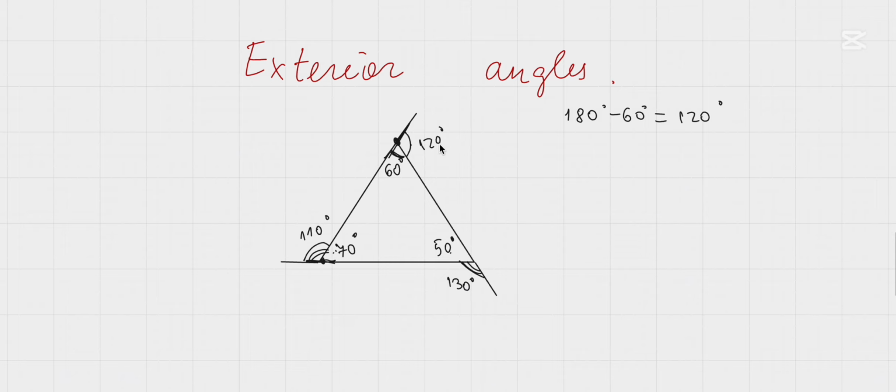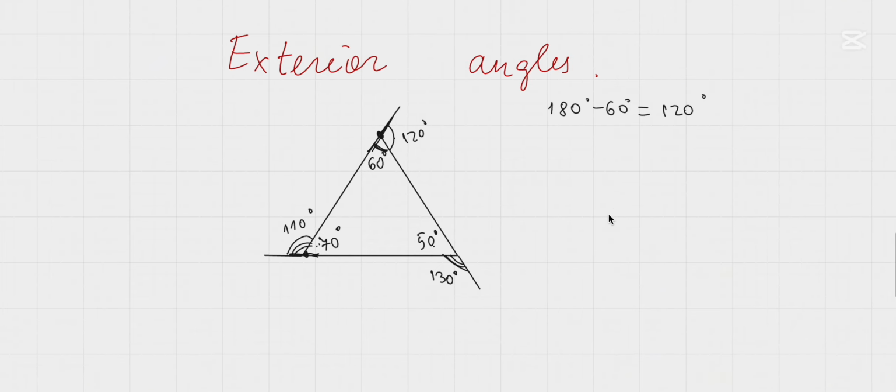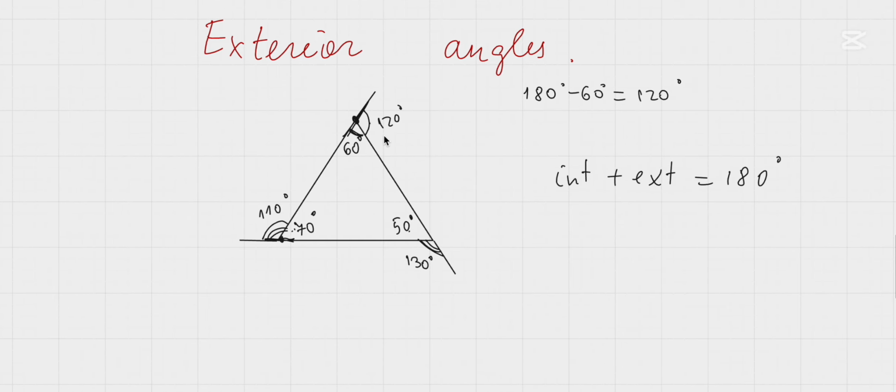You can just write 180 minus exterior angle and find interior angle. Now from here we can say that interior angle plus exterior angle equals 180 degrees, of course at one vertex. On the other hand, exterior angle sum in any polygon equals 360 degrees. You can just memorize it as a rule.